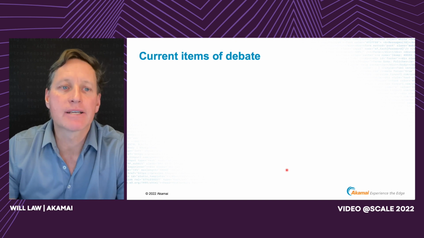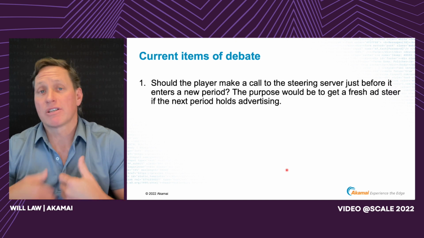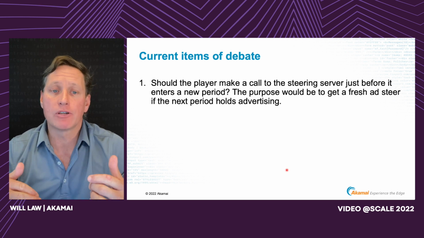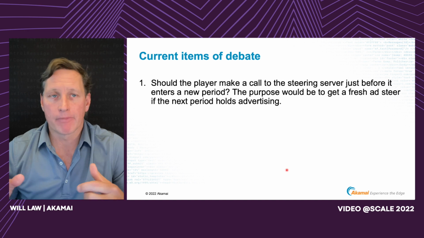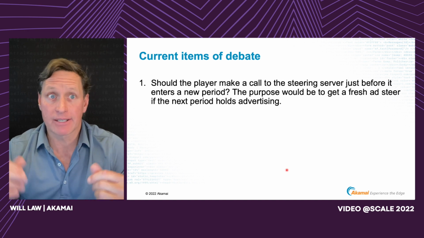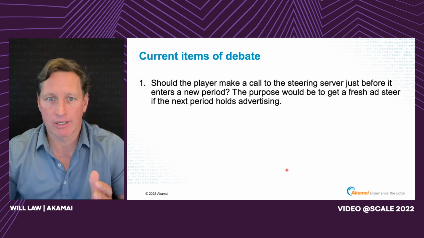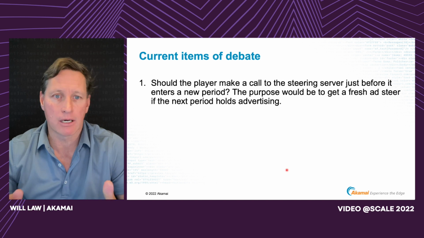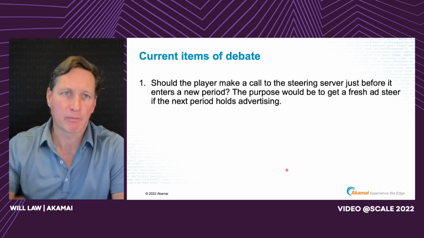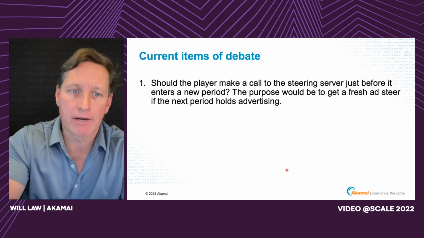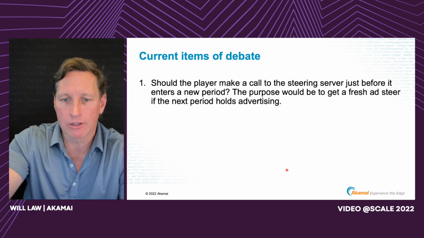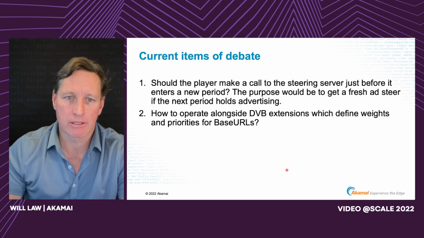Now there are some current items of debate. Should the steering server be called just before entering a new period? The reason is there might be advertising content there that's dynamically positioned, and we might not have a reference to it for our steering server. So there's some thinking within Dash.js this might be a good idea. We haven't decided if it is, but it might make sense. And there's some complexity around this of how far ahead of the new period do I do it? We had a lot of debate over Xlink and how far ahead you could call it. The same would be true for content steering.